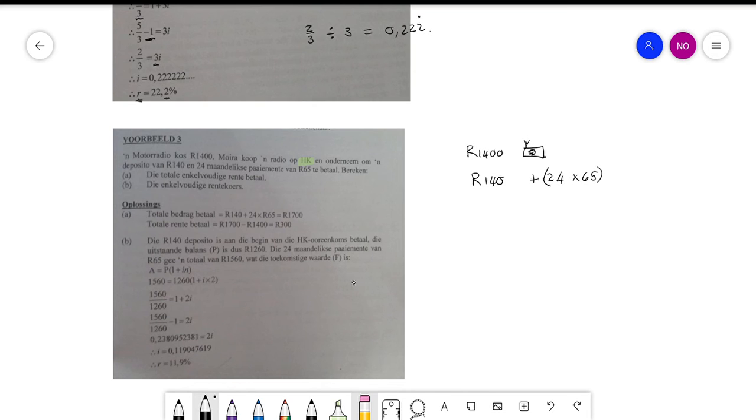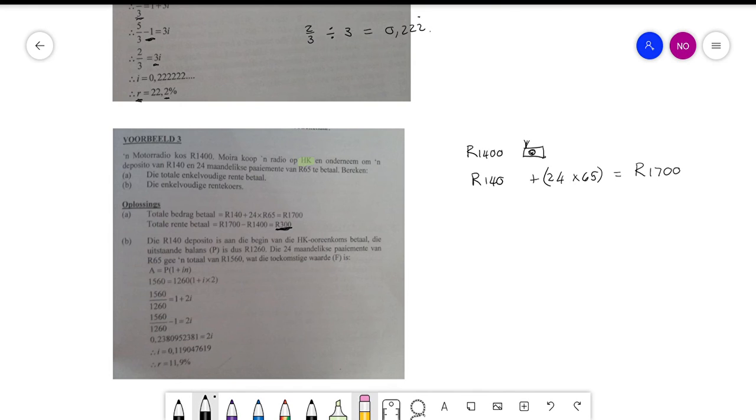Okay, en dis wat hulle hier gedoen het. En as jy dit saamtel, kry ons dat Moira in totaal vir die radio R1,700 betaal het. So if she bought it cash on the first day, she would have only paid R1,400. But because she bought it on hire purchase, she paid R1,700. In other words, the difference between those two gives you that the total interest paid was R300. So jy sê net die R1,700 minus die prys van die radio wat R1,400 is.